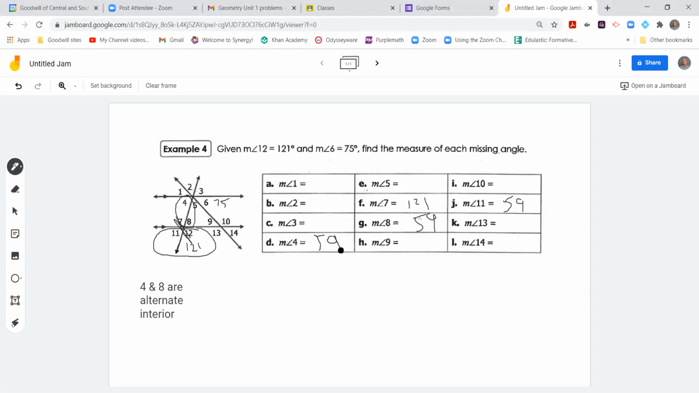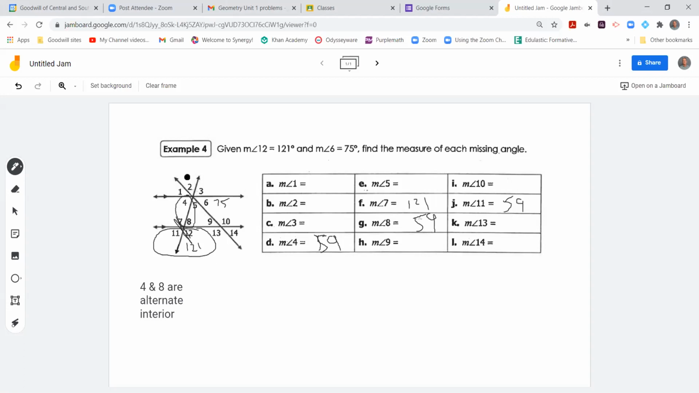And you want to know how I really caught my mistake? Think about what an obtuse angle is supposed to look like. 12 and 7 are the obtuse angles. They're bigger than 90 degrees. They're opened up. 4 and 8 are not obtuse. Right?